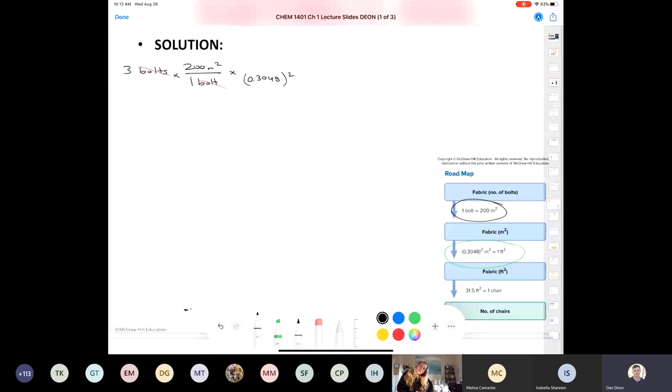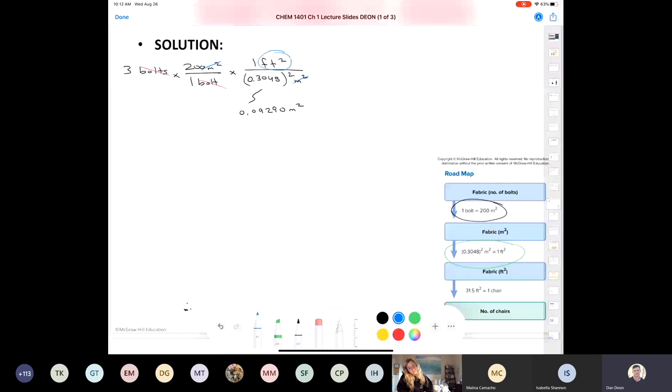I have a note here. I already went ahead and squared this myself. This is equal to 0.09290. Anyhow, that's what this thing would equal when you square it. You would end up with meters squared, and you can see that now we've eliminated what? Meters squared and meters squared, and we have square feet.